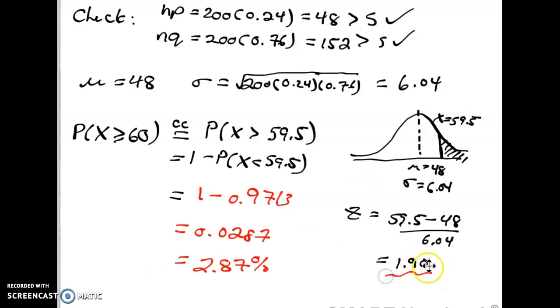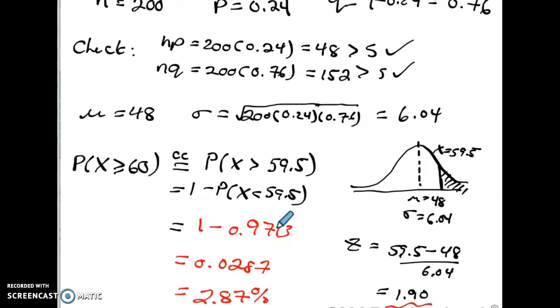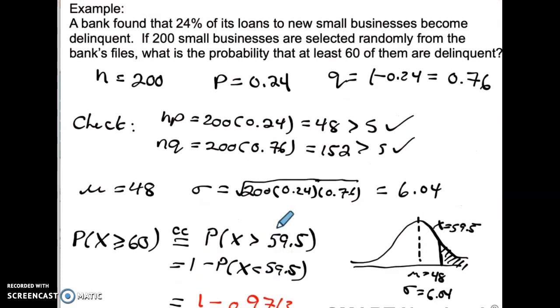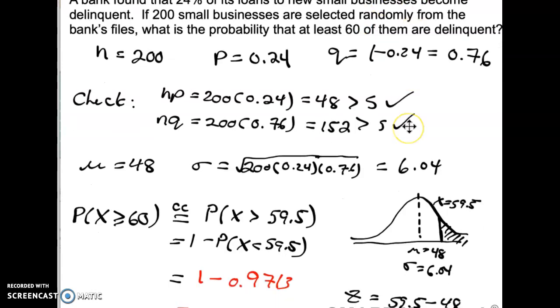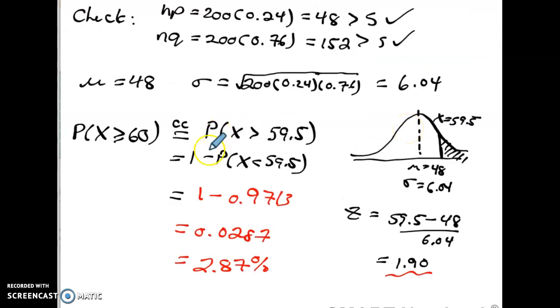So if you calculate the z-score, we get a z-score of 1.90. And if we look that up in the table, that gives us 97.13%. And 1 minus that would give us 2.87%. Okay, so that means that 2.87% probability that at least 60 of the loans are delinquent. So that's not too bad of a probability.